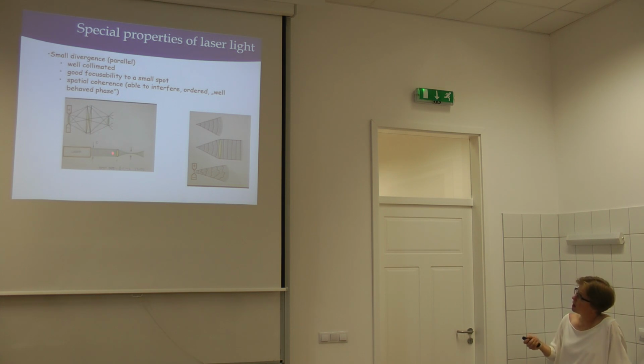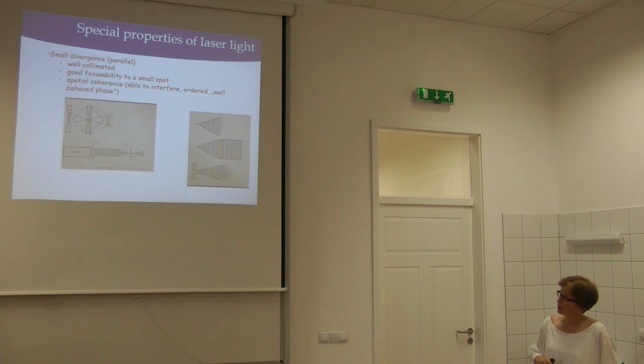So here is an example of how, if you have non-laser light, you would focus it with a lens, you would always get a spot which is comparable to the original size of the radiation, whereas for laser light you can focus it to a very small spot size.